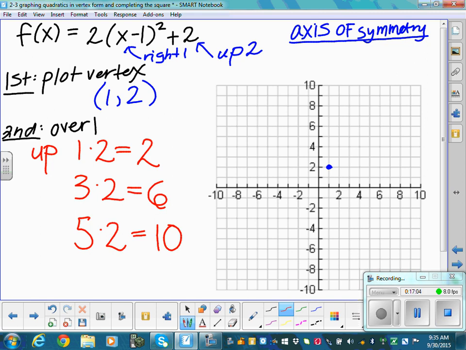Okay, so from here, I'm going over 1 up 2, over 1 up 1, 2. I'm doing it on this side. I'm also going to do it on this side, over 1 up 1, 2. I just took care of that. Now I'm going to go over 1 up 6. So from here, I'm going over 1 up 1, 2, 3, 4, 5, 6. Over 1 up 1, 2, 3, 4, 5, and 6.